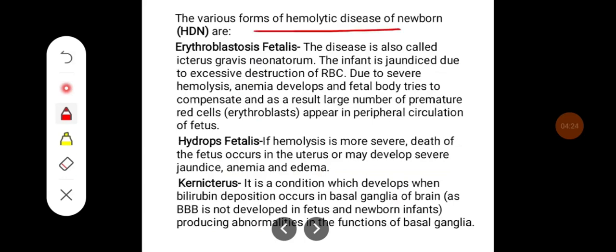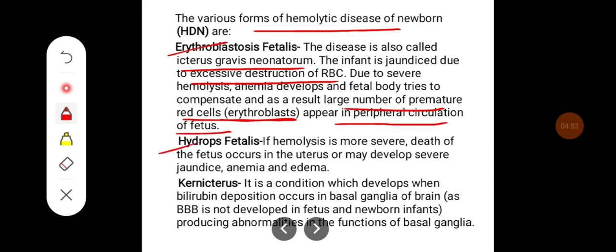There are various forms of hemolytic disease of newborn. Erythroblastosis fetalis. The disease is also called icterus gravis neonatorum. The infant is jaundiced due to the excessive destruction of RBCs. Due to severe hemolysis, anemia develops and the fetal body tries to compensate. As a result, a large number of premature red cells, that is erythroblasts, appear in the peripheral circulation of the fetus.